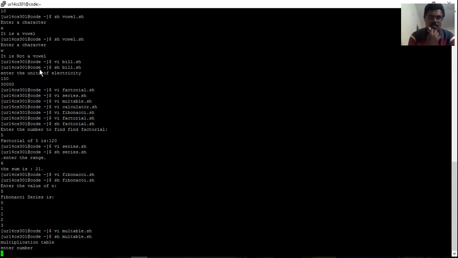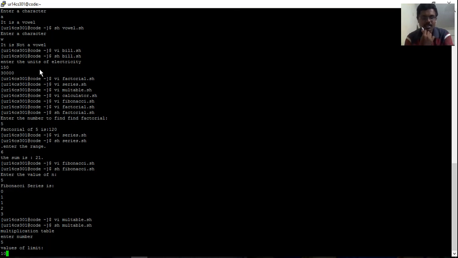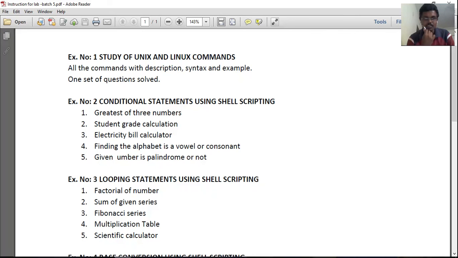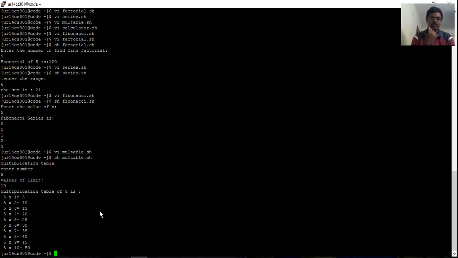So first it is asking me to enter the number. For example, I put 5 and limit is 10. It will print the table of 5 from 1 to 10. Then the fifth one is scientific calculator.